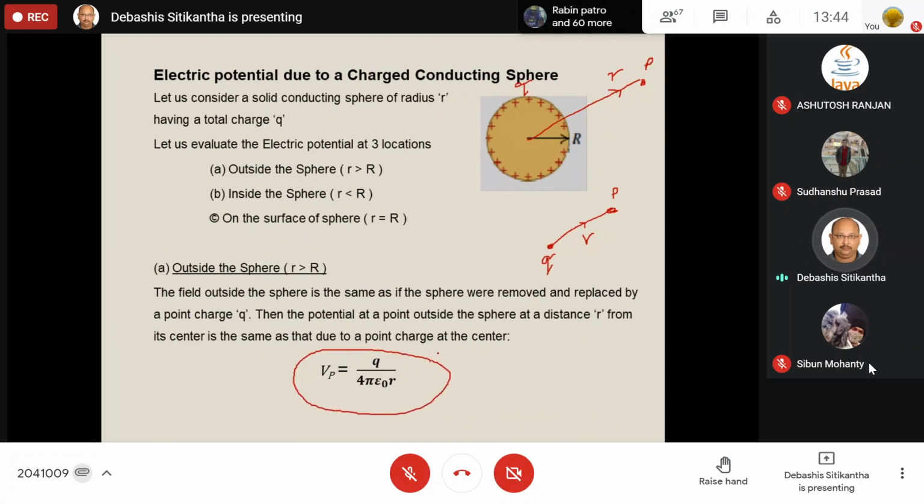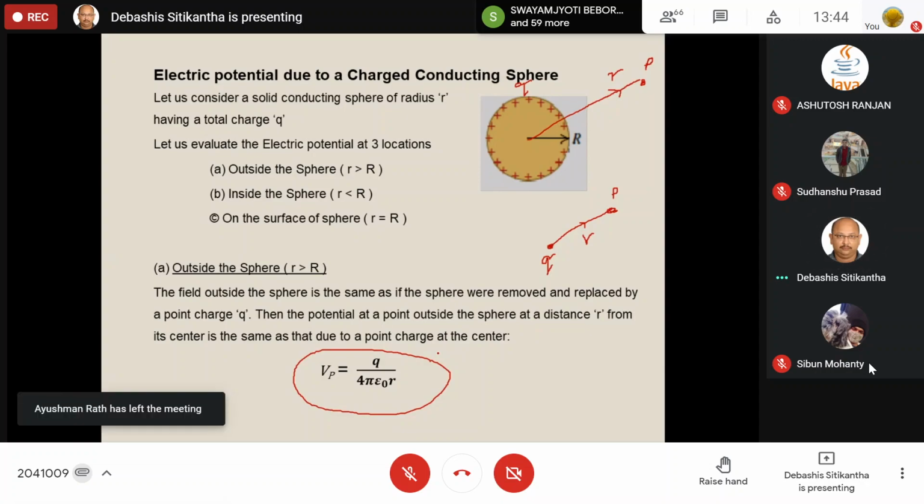Because here what we have done is replaced the entire volume by a point charge located at the center of that conducting sphere. Clear? Is it clear to you all? Or once again I have to tell.